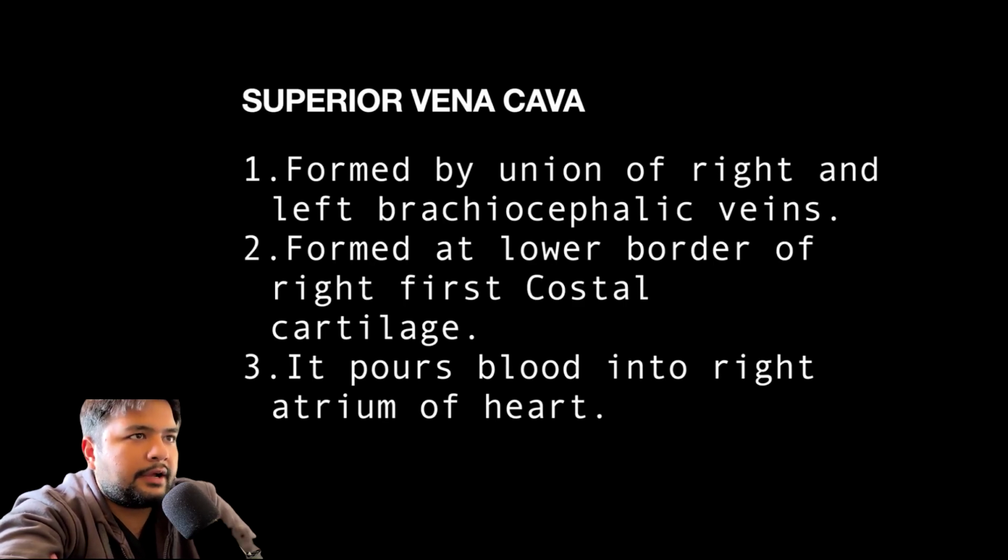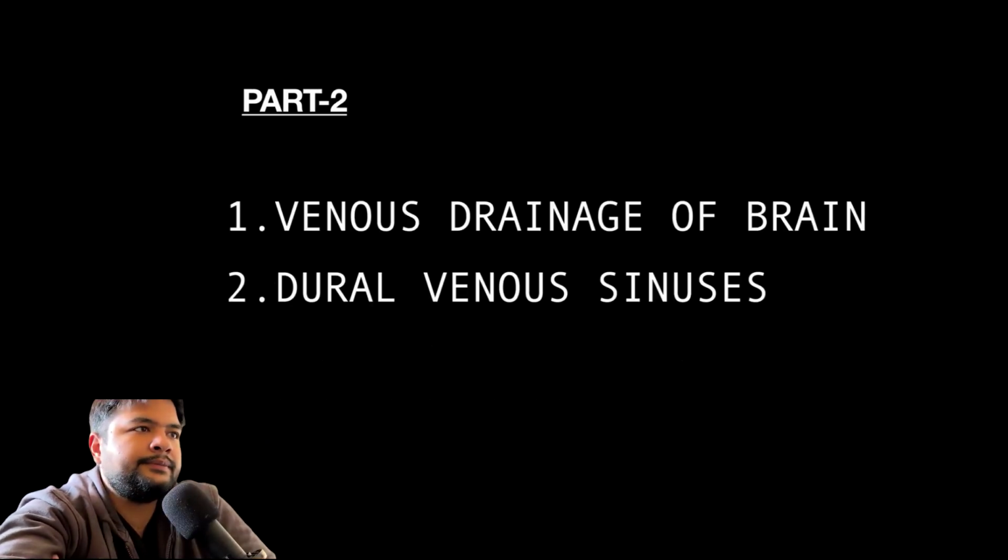Coming to the superior vena cava, it is formed by the union of the right and left brachiocephalic veins. It is formed at the lower border of the right first costal cartilage. It pours blood into the right atrium of the heart. So this is part 2, the venous drainage of the brain and dural venous sinuses. These both we will be discussing.